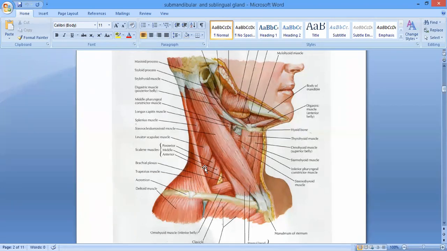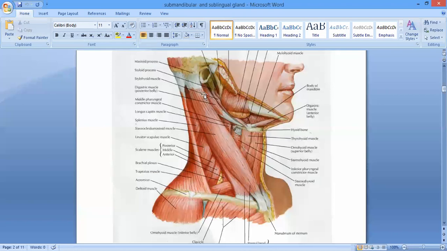So in this quadrilateral space, and here you can see the anterior border of the trapezius muscle, right? This quadrilateral space, the side of the neck, is divided into two triangles by the sternocleidomastoid muscle. The one anterior to it is the anterior triangle, and the one posterior to it is called the posterior triangle. Here you can see this one, right?